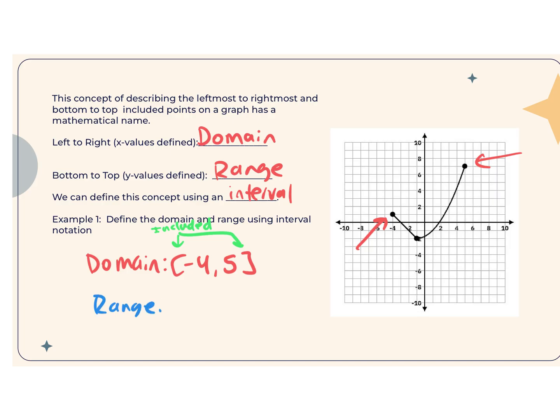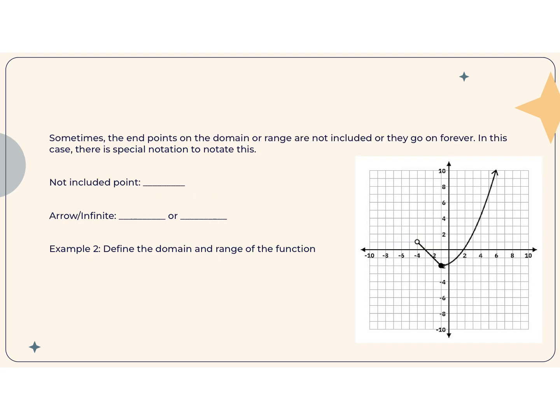The range of this function, remember, is bottom to top. So in this case, that's -2, and once again, I want to include that -2, and then the tallest value or the highest value is 7. And same thing, I'm including both -2 and 7. So on this next example, this is a good example of having not included values and also some infinite values.